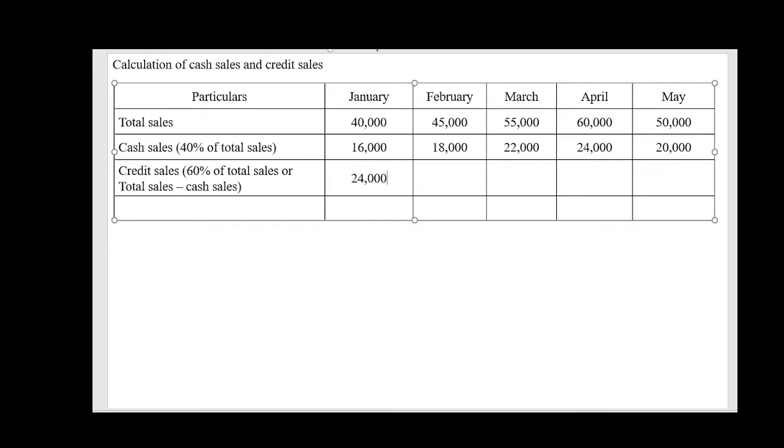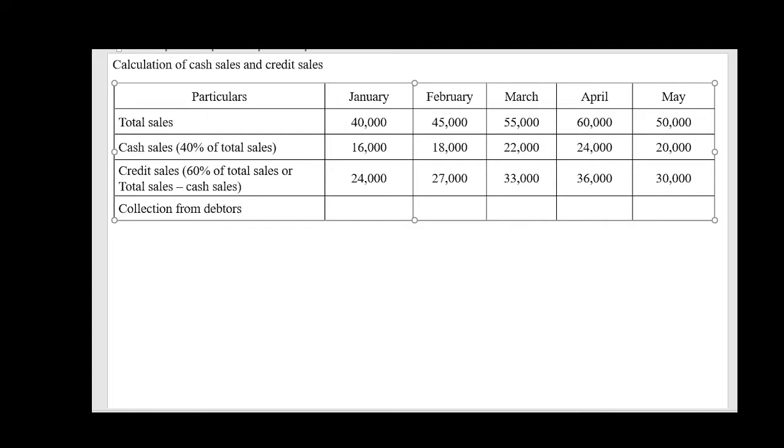So that will be 24,000, 27,000, 33,000, 36,000 and 30,000. Once we find the credit sales, then let us go ahead and find out how this money is collected. So collection from debtors.